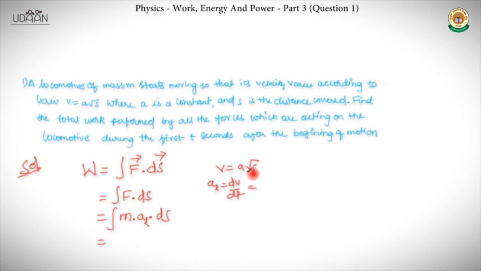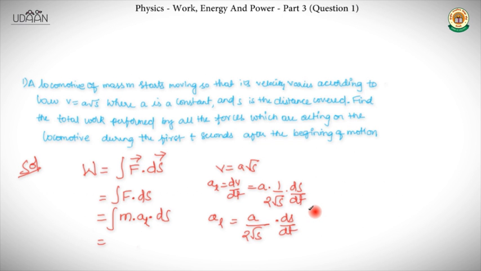As a is constant, when we differentiate it with respect to t, nothing happens. So directly we differentiate only s. What this gives us is a into 1 by 2 under root s into ds by dt. So al is equal to a by 2 under root s into ds by dt. Now in this equation we don't know what ds by dt is.